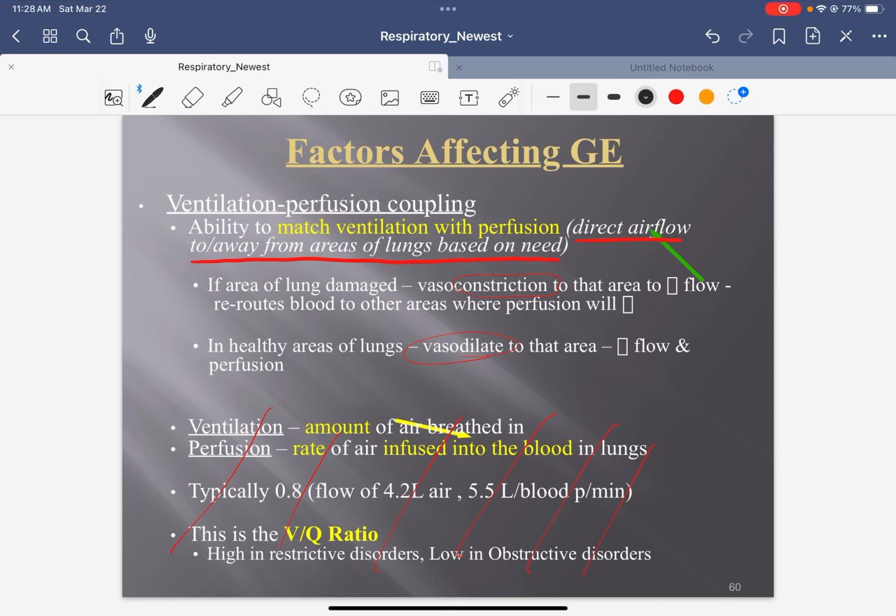That's what this is talking about. You don't need to necessarily know it as ventilation perfusion coupling, but just the idea.